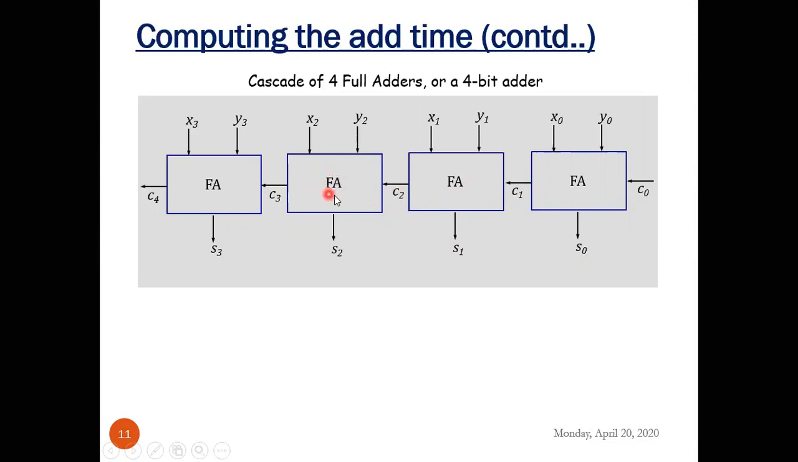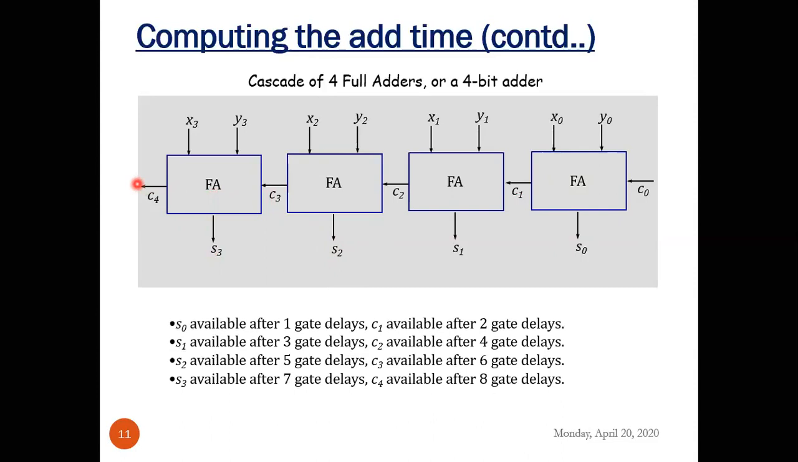Similarly, this full adder has to wait for 4 gate delays and uses one more gate delay to produce S2. So S2 will be produced after 5 gate delays and C3 will be produced after 6 gate delays. Similarly, for the last one, S3 will be produced after 7 gate delays and C4 will be produced after 8 gate delays. So you can clearly note the drawback of a normal adder here.